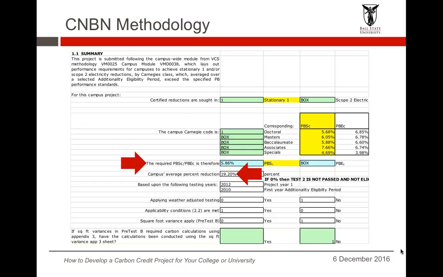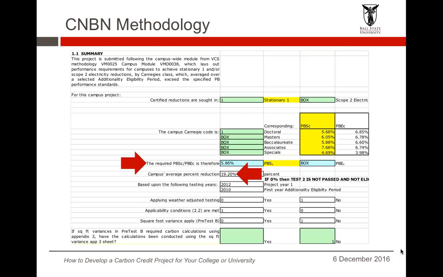Part of the methodology is, again, very straightforward. You go into this spreadsheet and you check off what applies. So we're a doctoral institution, so we checked off that appropriate box. That means that for Scope 1 emissions, we have to have at least a 5.68% reduction from year 0 to year 1. It turned out our reduction was 19.2%, so we were well above the required minimum.